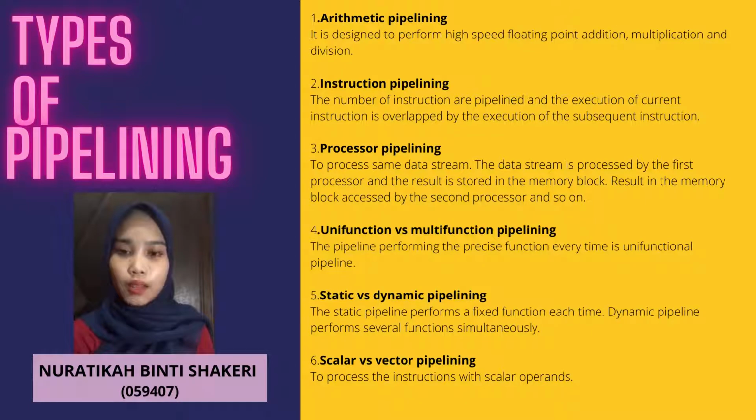There are 6 types of pipelining. The first one is arithmetic pipelining. It is designed to perform high-speed floating point addition, multiplication, and division.